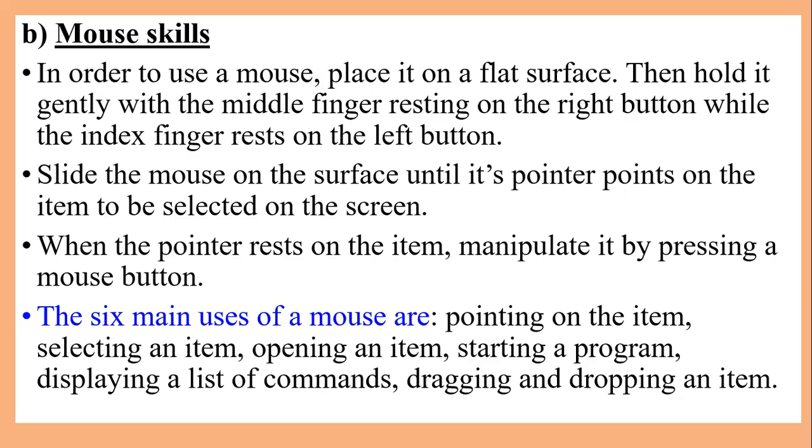The 6 main uses of a mouse are therefore: 1. Pointing on the item. 2. Selecting an item. 3. Opening an item. 4. Starting a program. 5. Displaying a list of commands. 6. Dragging and dropping an item.